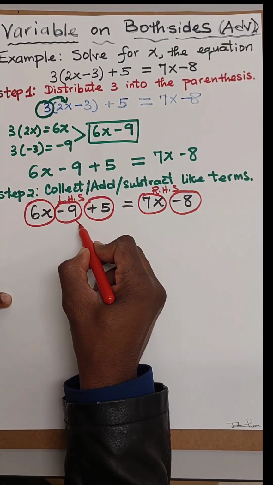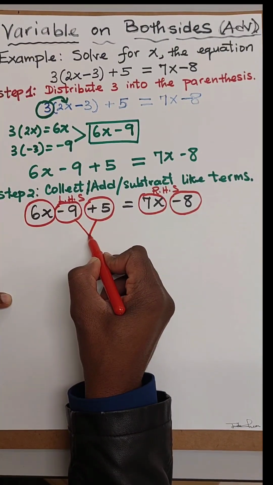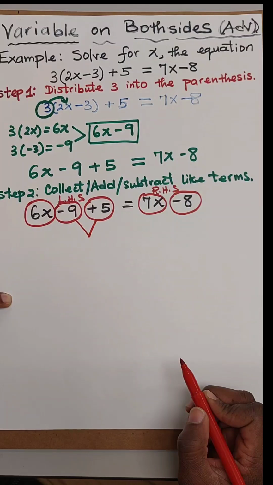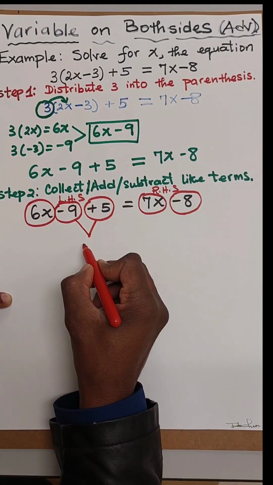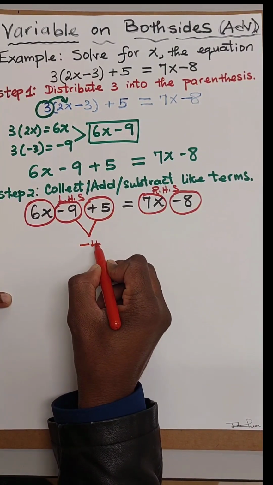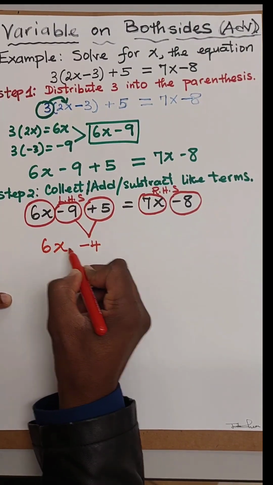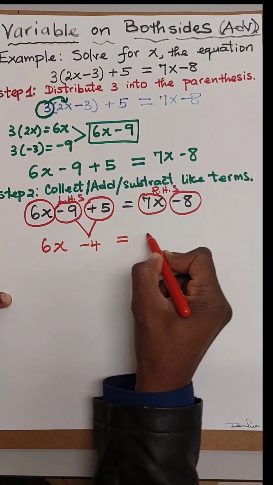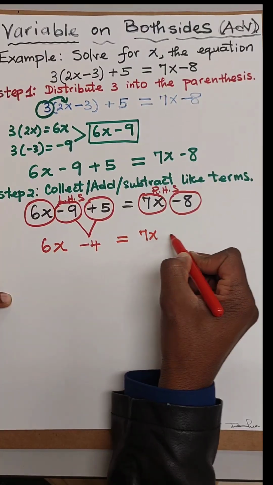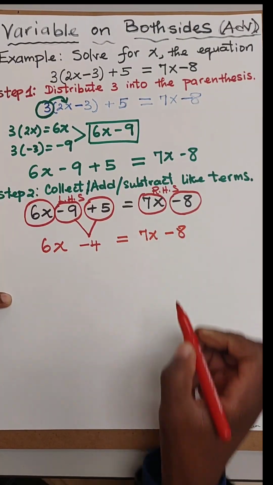So this is how we are going to add like terms. We will start by adding this -9 that is next to this positive 5. -9 plus 5 is -4. So our equation becomes 6x minus 4 equals 7x minus 8.